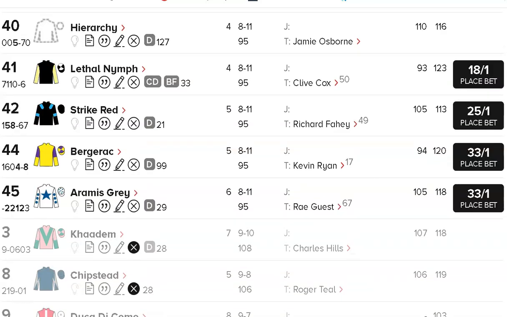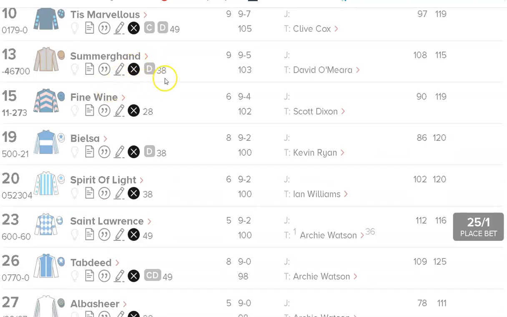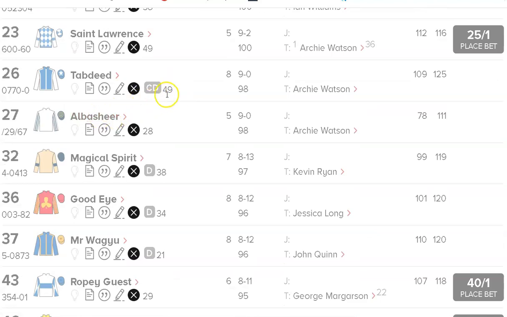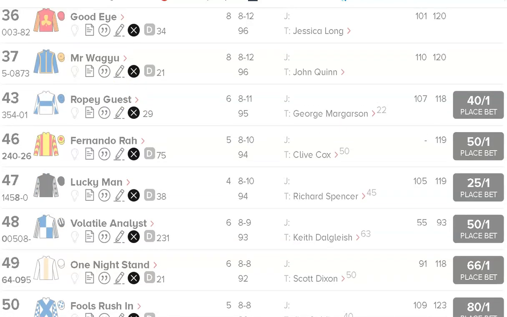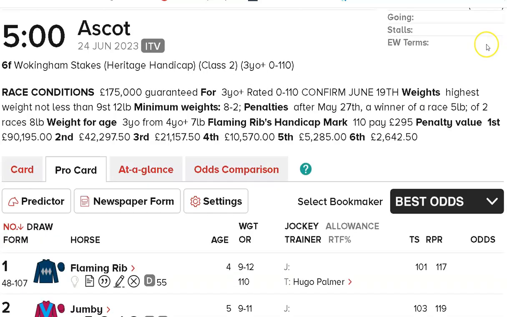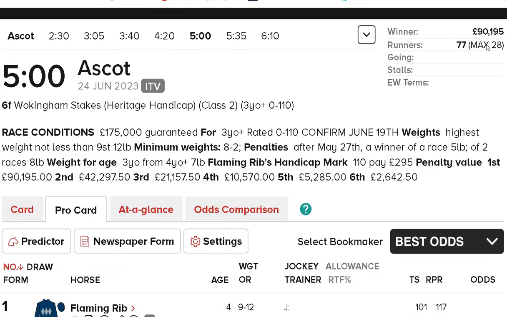And there were, in fact, quite a few of those. Chipstead and some others. Fine Wine, Spirit of Light, St. Lawrence, Albashire, Ropey Guest. So there's quite a few non-6 furlong winners, so that also shortens the list. Now, the next thing I'm going to do is eliminate 2 other things.